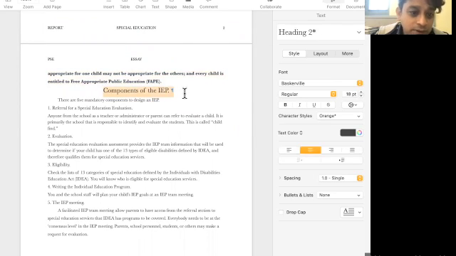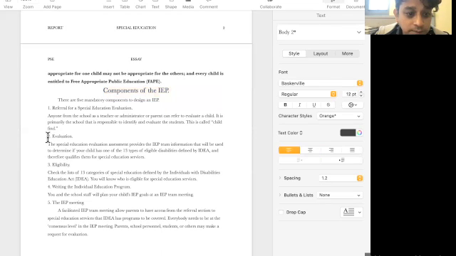There are 5 mandatory components of IEP. 1, referral. Anyone from a school, such as a teacher or administrator, or a parent can refer a child to be evaluated. It's primarily the school that is responsible to identify and evaluate the students. This is called child find.